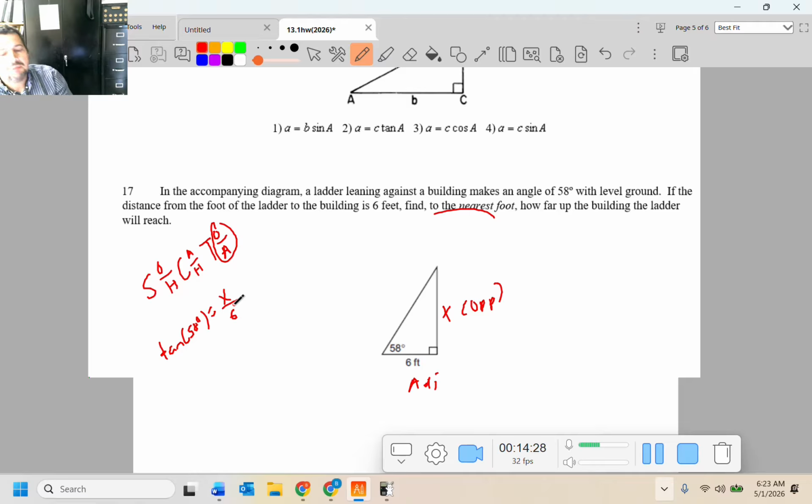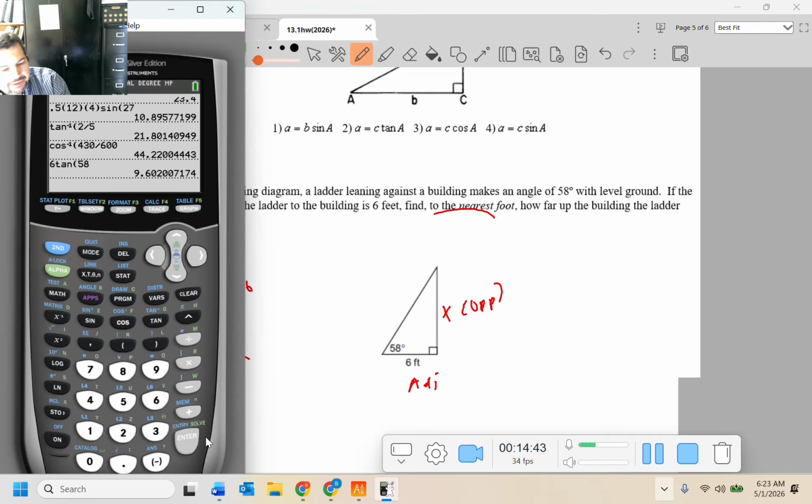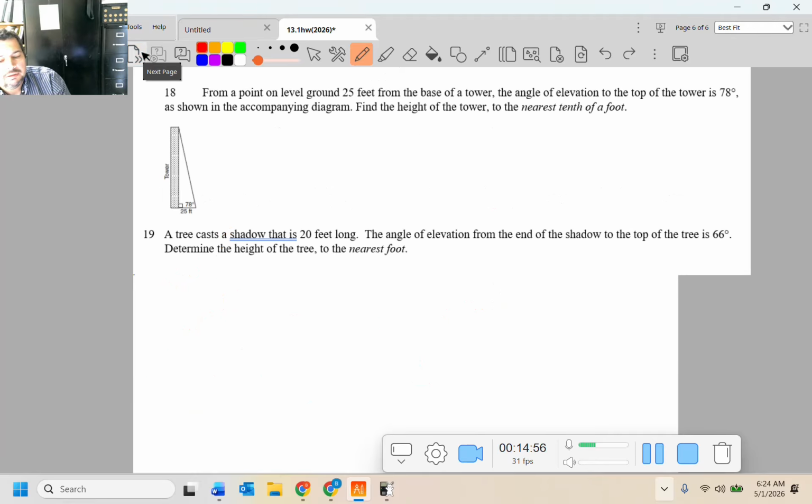And this thing is so easy to solve. You just multiply both sides by 6 and it's done. So it turns out 6 tangent of 58 degrees is my x value. And then I push buttons on my TI-84, 6 tangent of 58, and I get about 9.6. And they want me to round that to the nearest foot, so I'm going to take that up to 10 foot. They want it in layman's terms. It is about 10 foot.